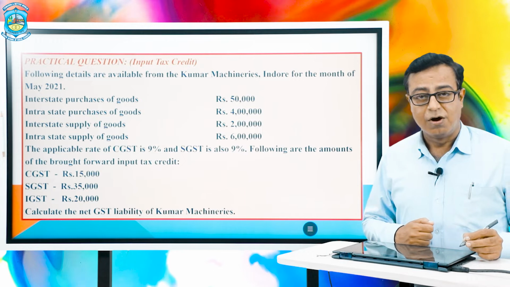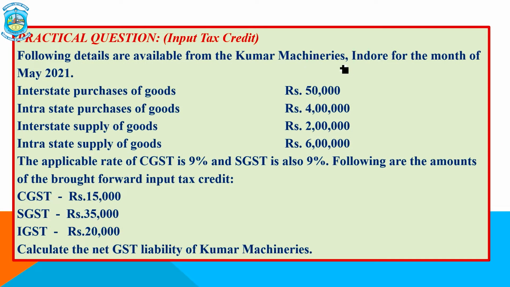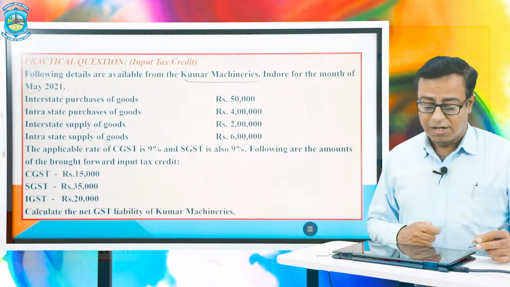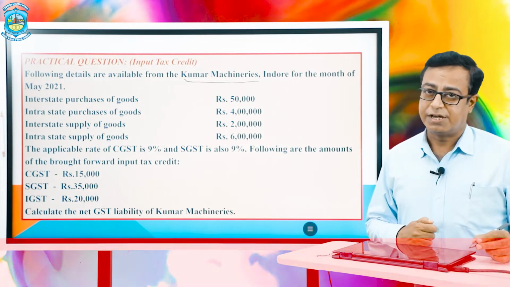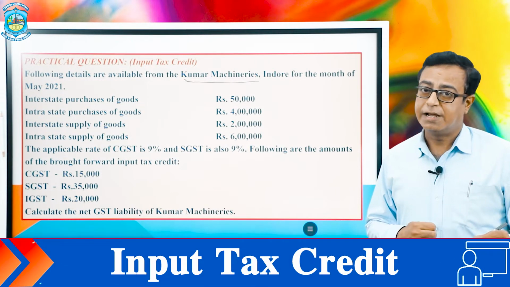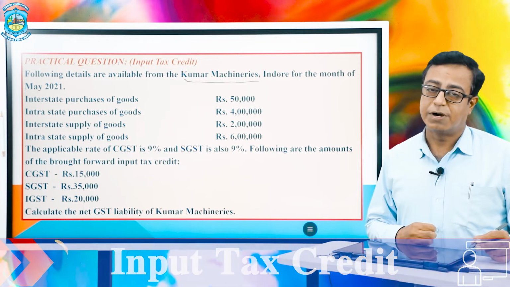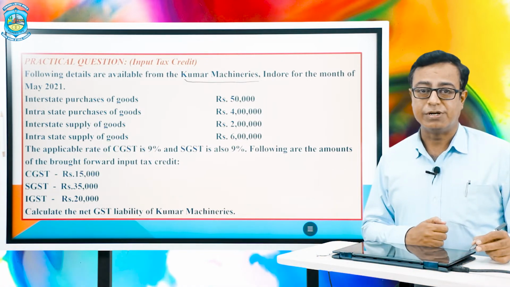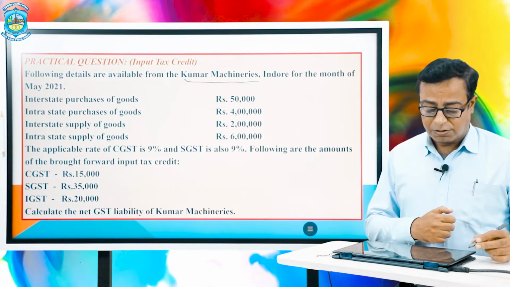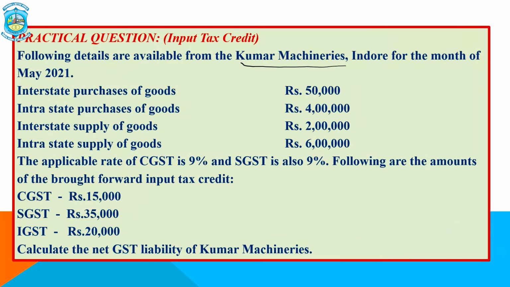We have the details of a particular trader, Kumar Machineries, doing business in Indore, that is MP, for the month of May 2021. We have inter-state purchase, inter-state sale and intra-state purchase and sale of this particular dealer for the month of May 2021. We also have the rates of CGST and SGST, that is 9% and 9%. So, IGST will become 9% plus 9%, it is 18%.